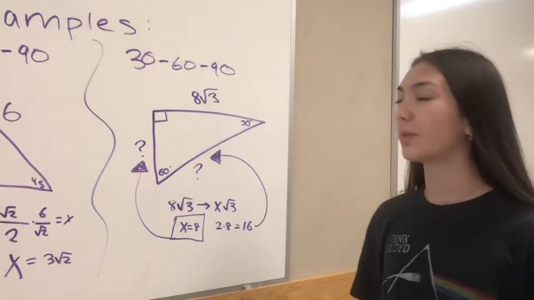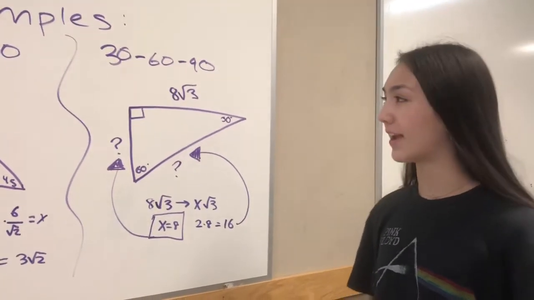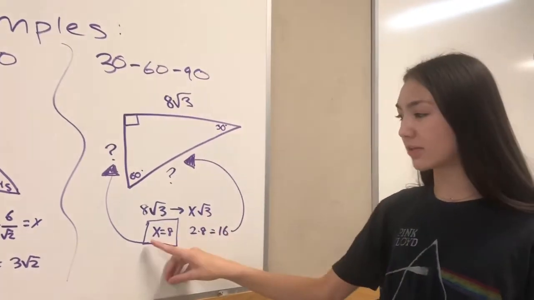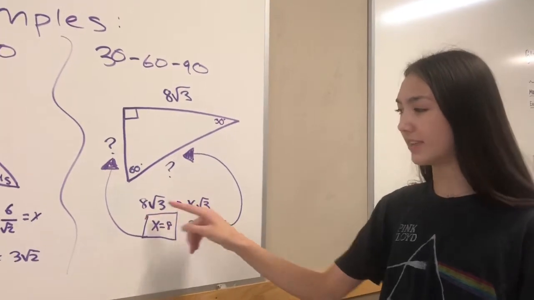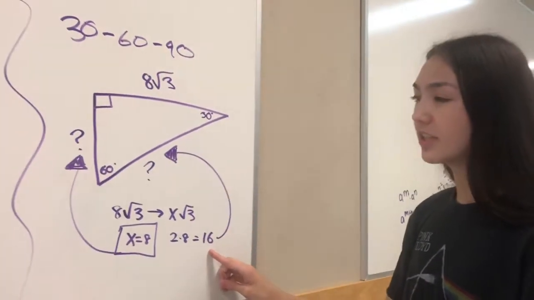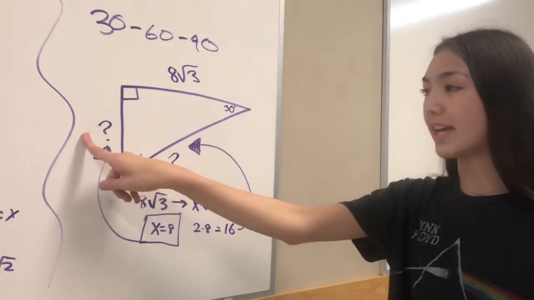The next example we'll be doing is for the 30, 60, 90 triangle. We are given 8 root 3. This being said, x would equal 8, because 8 root 3 is the x root 3 side. We would multiply 2 times 8 to get 16. So our values will be 8 and 16.